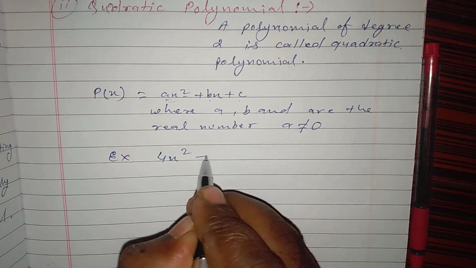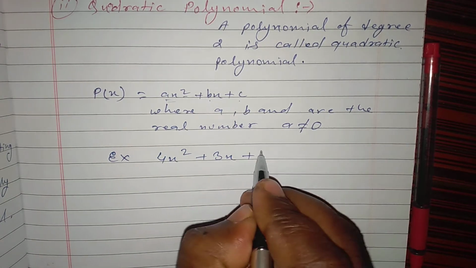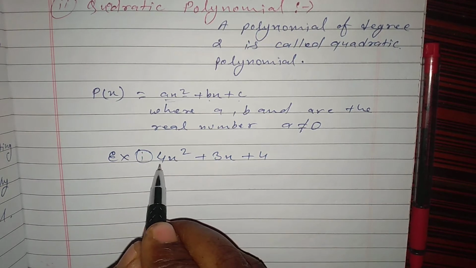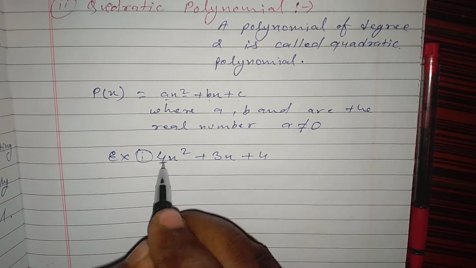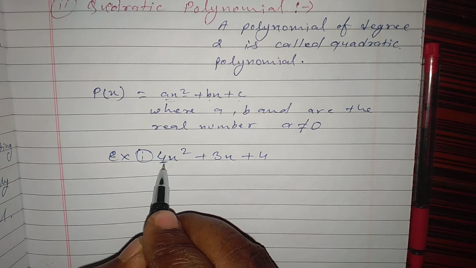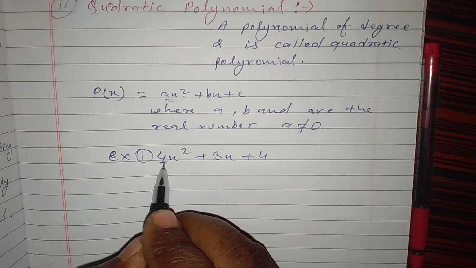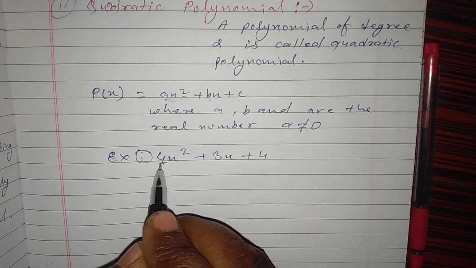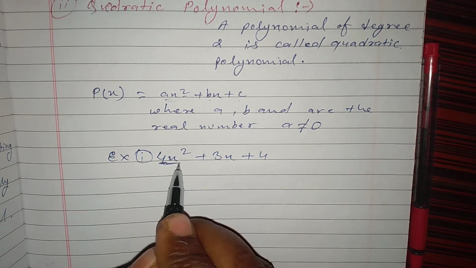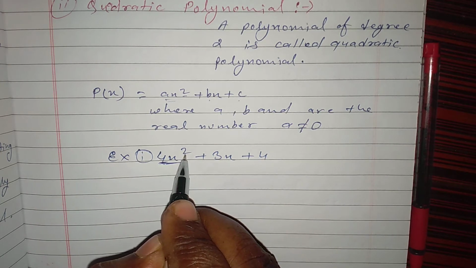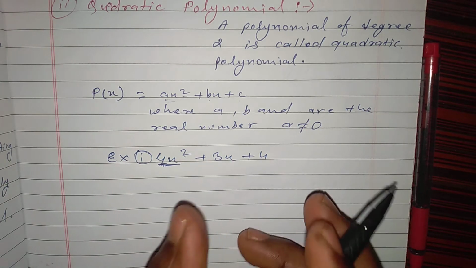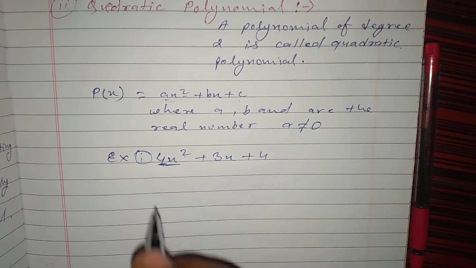4x square plus 3x plus 4. In the first example, the coefficient 4 is not 0, and this is also the value of a, and the highest power of x square is 2 in this. So we can say this is an example of a quadratic polynomial.